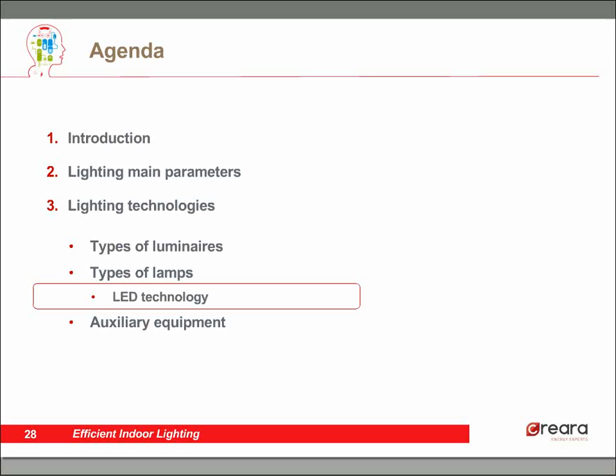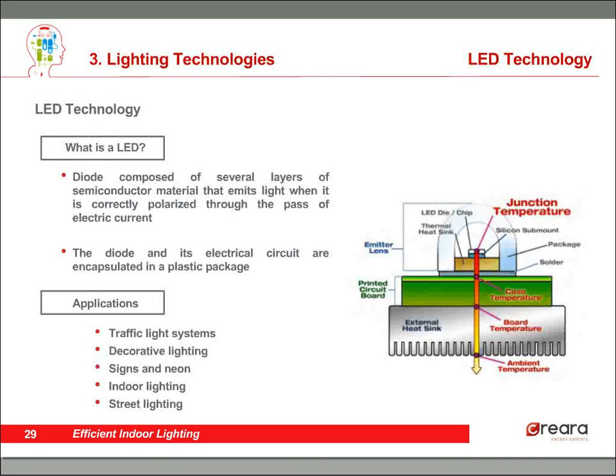In recent years, the lighting world has experienced a revolution. This has been provoked by the arrival of LED lighting. Let's analyze this technology further. First, what's a LED? A LED is a diode composed of several layers of semiconductor material that emits light when it is correctly polarized through the path of electric current. This diode and its electrical circuit are encapsulated in a plastic package.